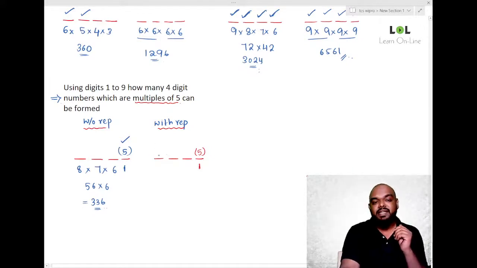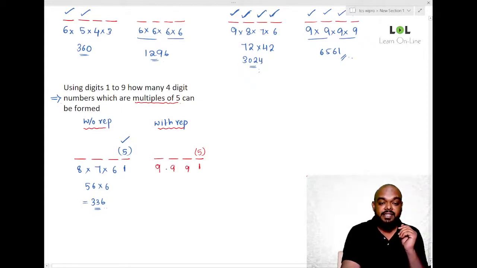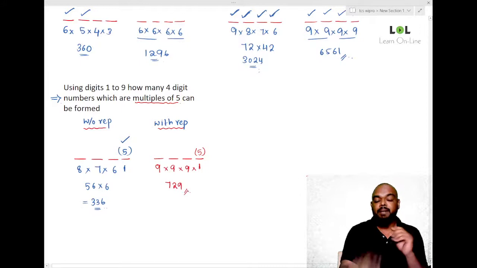Now check the other places. Do I have any condition in the other places? No. We have totally 9 digits. We used 1 digit, but with repetition I can fill the other places with the same digits as well. Means still I'll be having 9 digits in each of the other places. So when we multiply 9 into 9 into 9 into 1, what do we get? 729.